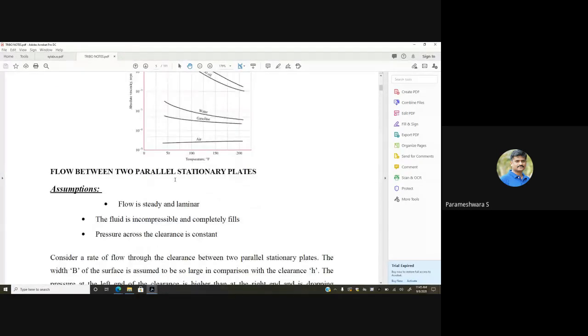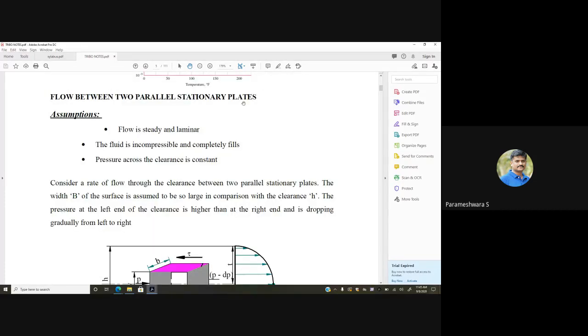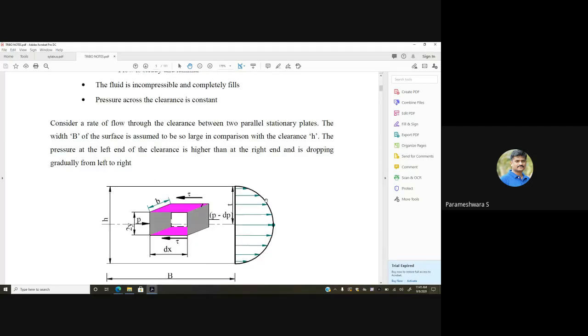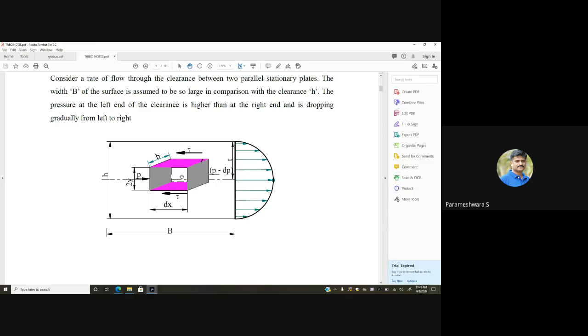And we have one derivation related to this, that is flow between two parallel stationary plates. How does this fluid behave when it is flowing between stationary plates? I'll consider this derivation. Considering a fluid molecule, a rectangular block, and this is the pressure distribution, how the pressure is being distributed. This is one plate and this is the other plate. Both plates are stationary, but the fluid is flowing in between them.